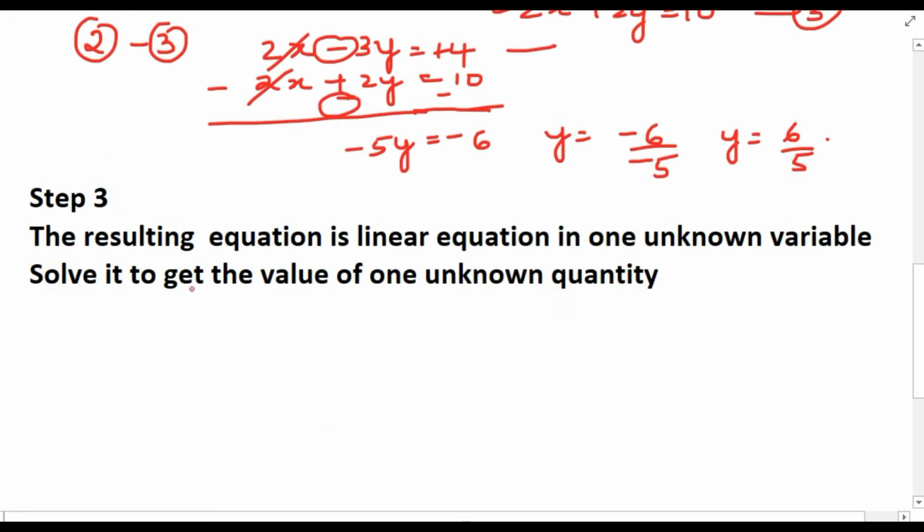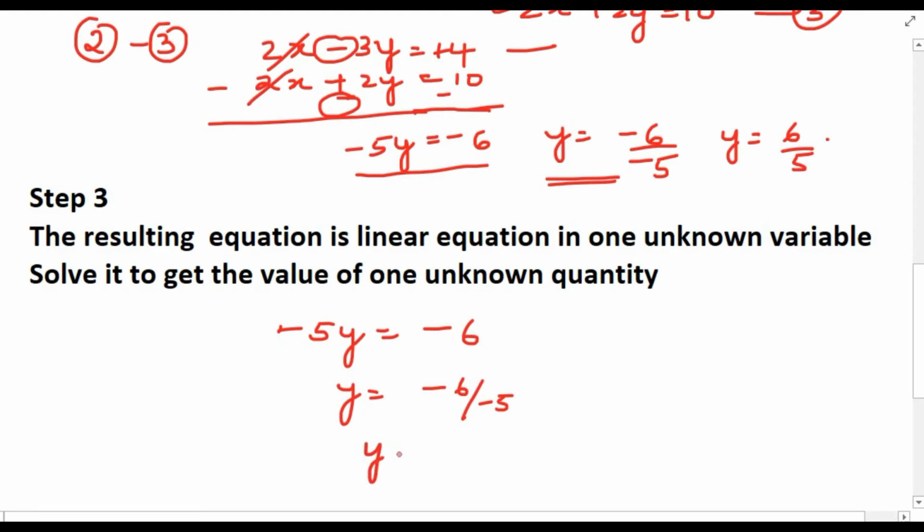Step 3 is: the resulting equation is a linear equation in one unknown variable. Solve it to get the value of one unknown quantity. I have already done this step here. We got the linear equation in one unknown, minus 5y equal to minus 6. So y equal to minus 6 divided by minus 5, and y equal to 6 by 5. That is our step 3. You get a linear equation, and you solve that linear equation.